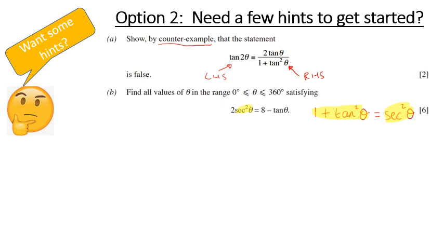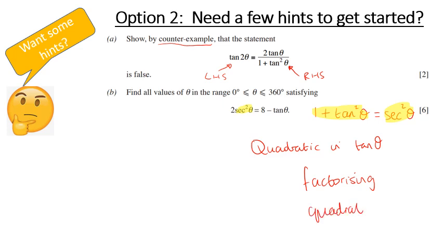Then we're not going to have the mixture of sec and tan anymore. Everything will be written in terms of tan, and it will be a quadratic. So you'll end up with a quadratic to solve. Quadratic in tan. How you solve that quadratic is up to you. Sometimes factorising is quick, sometimes they don't factorise, so you could use the quadratic formula. Some different ways of solving the quadratic, that's entirely up to you.